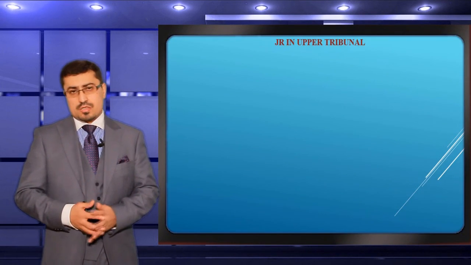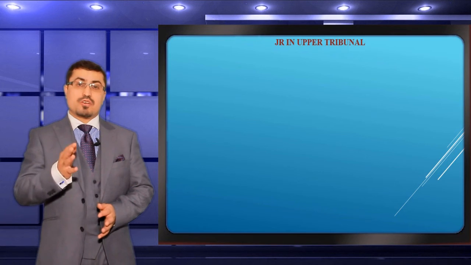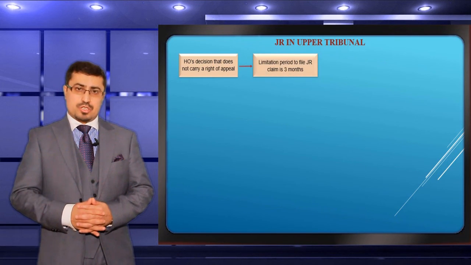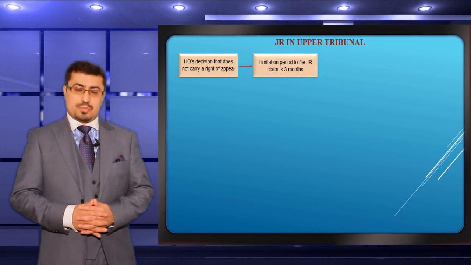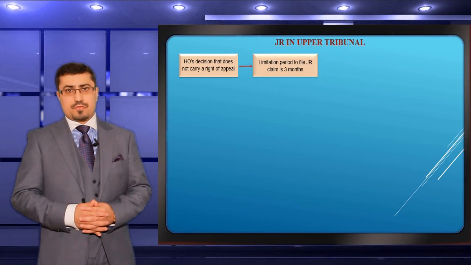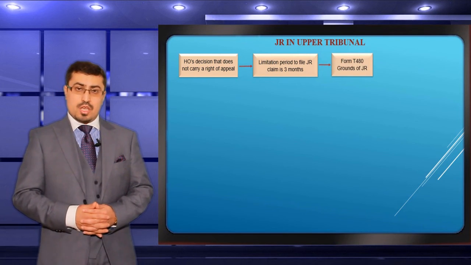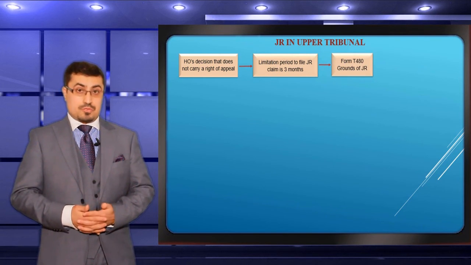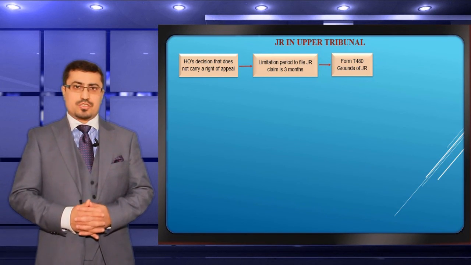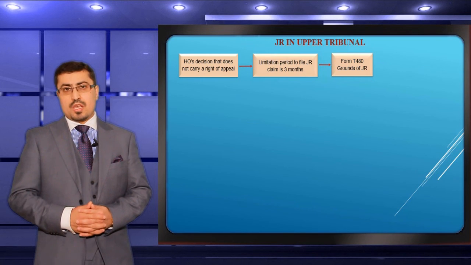The procedure starts when the Home Office makes a decision. Within 90 days of that, you have to file an application seeking permission for judicial review in the Upper Tribunal. An application form needs to be filled in. Grounds of judicial review seeking permission need to be drafted, and the Home Office's decision has to be attached with the application seeking permission for judicial review.